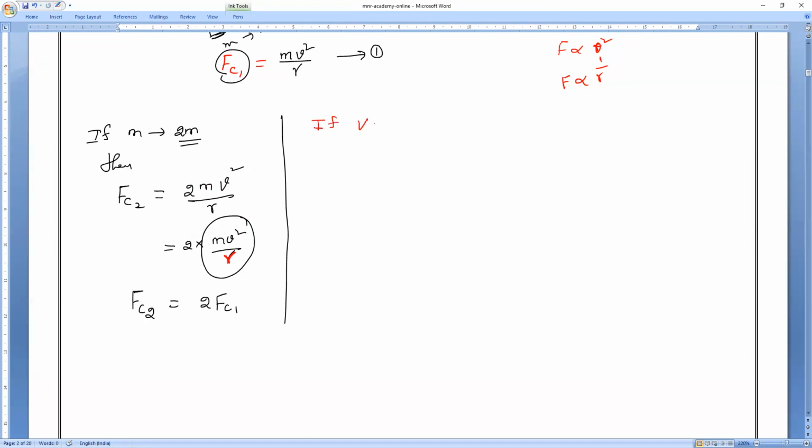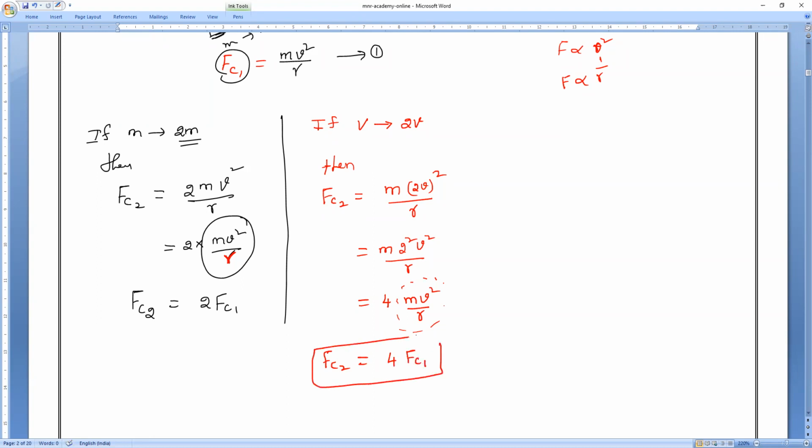Now you listen. If the magnitude of velocity becomes double, the speed becomes 2V. Do you understand, everybody? Then the new centripetal force equals, be very careful, mass M is constant, V becomes 2V, square, divided by r. So M into 2V square means M into 2 square V square divided by r. Unless you solve, you cannot see it. 2 square is 4, so 4 mv square divided by r. So the new centripetal force is four times FC1, the original centripetal force. Understand?